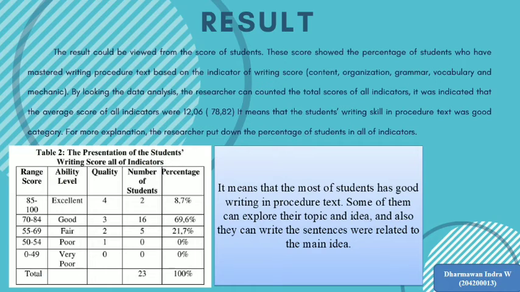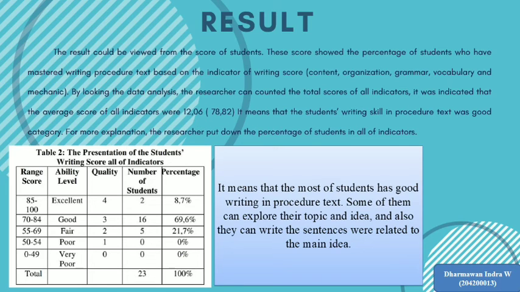The result could be viewed from the score of students. This score showed the percentage of students who have mastered writing procedure text based on the indicators of writing score: content, organization, grammar, vocabulary, and mechanic. By looking at the data analysis, the researcher can count the total scores of all indicators. It was indicated that the average score of all indicators was 12.06. It means that the students' writing skill in procedure text was in the good category.